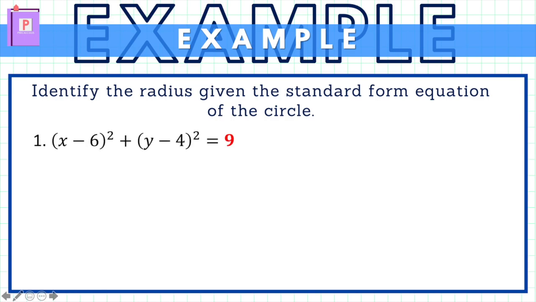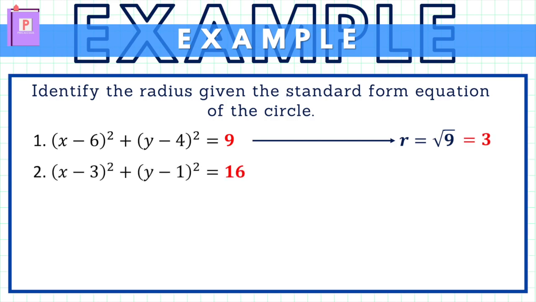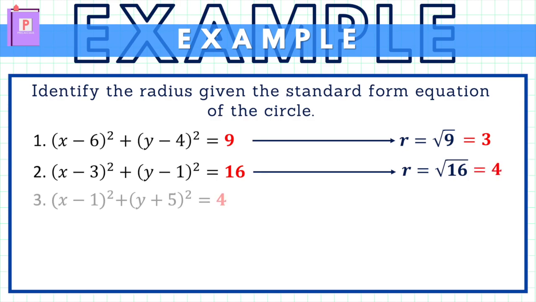So for number 1, we have our r squared, which we can identify as 9. Knowing that this is r squared, we simply get the square root of 9, which is 3. So the radius is 3. Now, for the second equation, our r squared is 16. Getting the square root of 16, r is equal to 4. Now, our r squared in this equation is 4. Getting the square root of 4 is 2. So, the radius is 2.